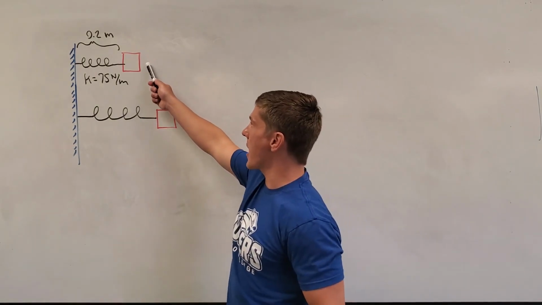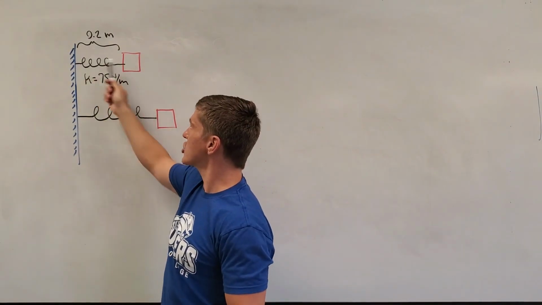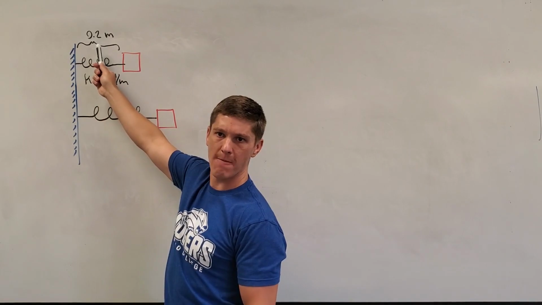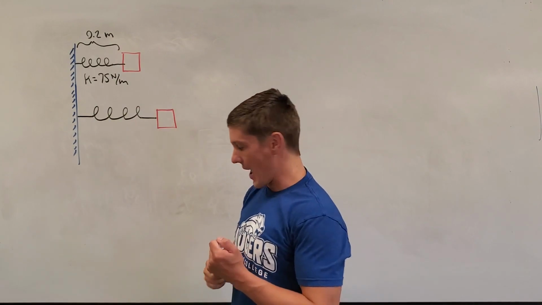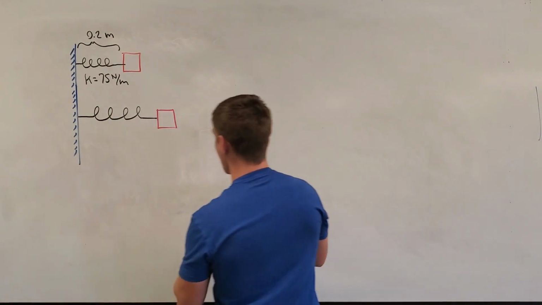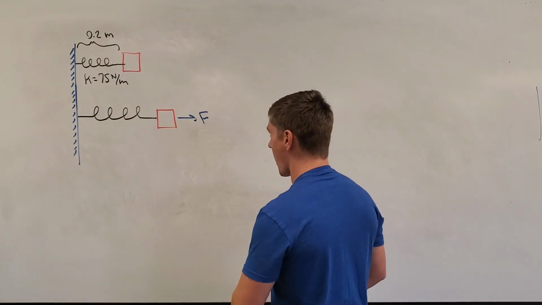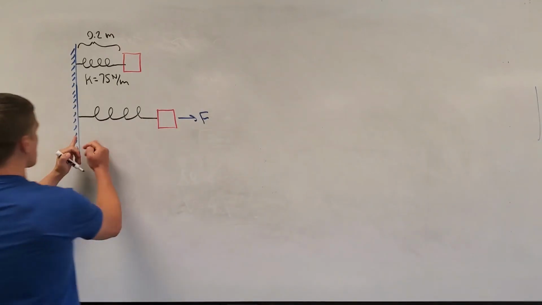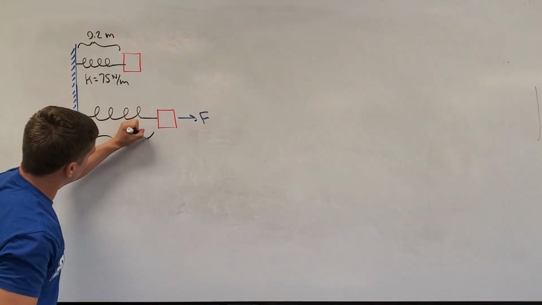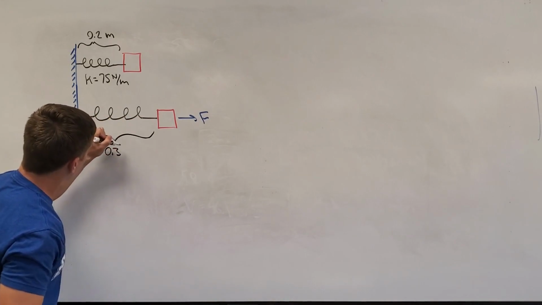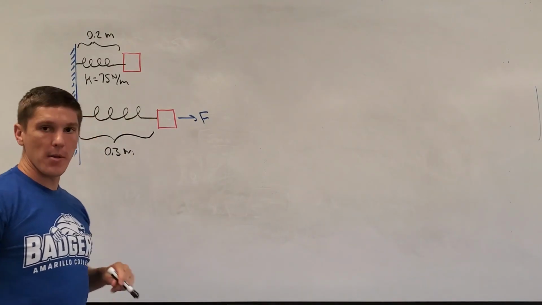So initially we have a block attached to a wall with a spring, and the spring has an unstretched length of 0.2 meters. Now, the spring was given to have a spring constant of 75 newtons per meter. So what happens now is we apply some external force to this block, and it causes this spring to stretch. It stretches from 0.2 all the way out to 0.3 meters. The problem is asking, what is the force that is being exerted on the block by the spring?